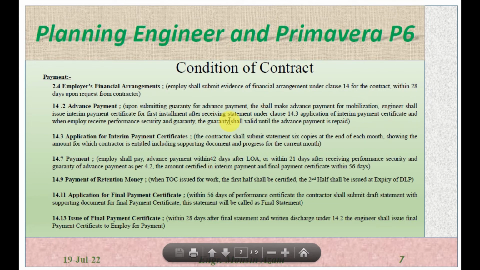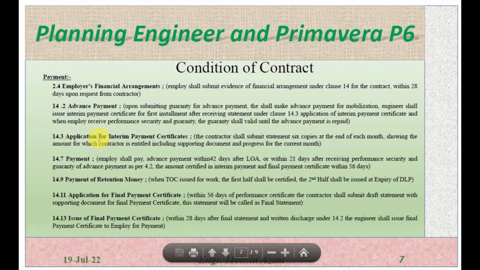So upon submitting the statement from the contractor side, the engineer has to issue the interim payment certificate for the first installment after receiving the statement under subclause 14.3, which is application of the interim payment, when the employer receives the performance security and guarantee. So here, after receiving the performance security and guarantee for the advance payment, the employer has to release the advance payment for the mobilization. The guarantee shall be valid until the advance payment is repaid. So the guarantee for the advance payment should be valid until it is repaid to the employer.